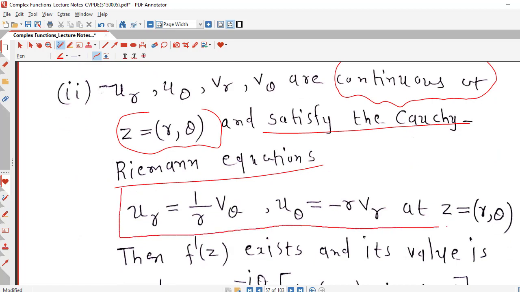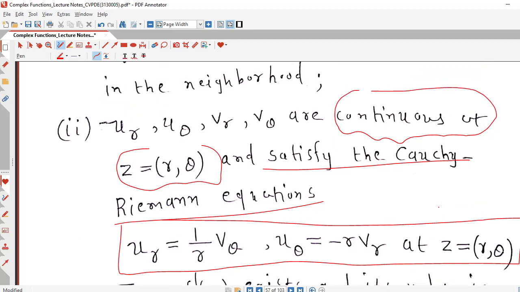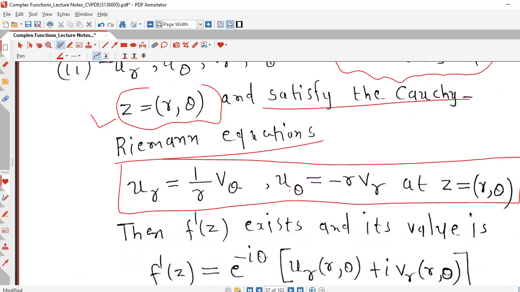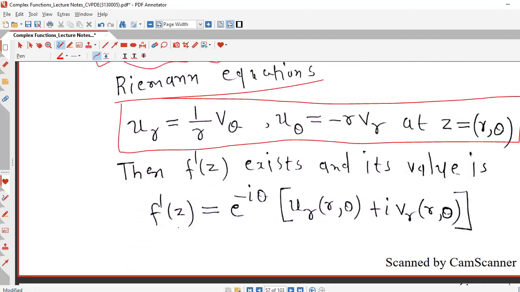Del u by del r equals 1 by r into del v by del theta, and del u by del theta is minus r into del v by del r. So if these two conditions are satisfied, then the function f of z is differentiable at the point z equal to (r, theta), and the formula for the derivative is f dash z at a non-zero point z equal to e raised to minus i theta times del u by del r at the point (r, theta) plus i into del v by del r at the point (r, theta).